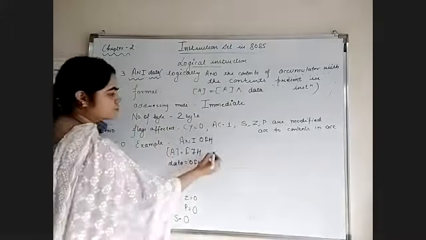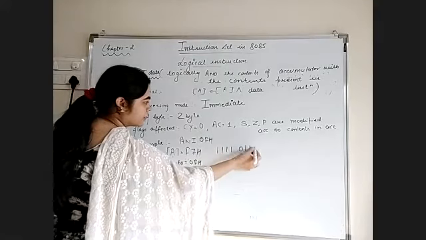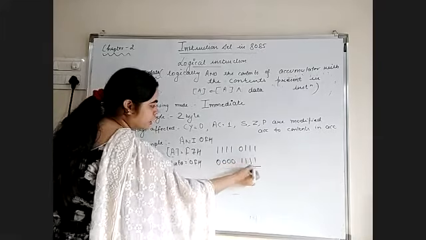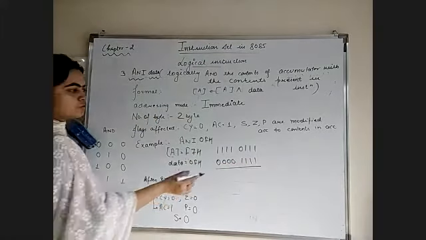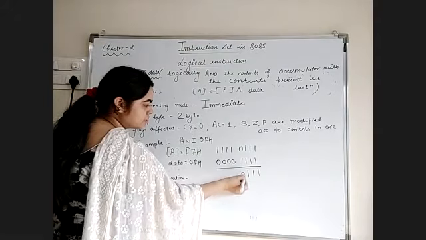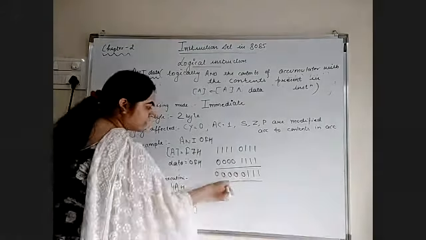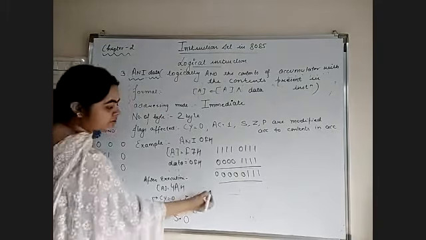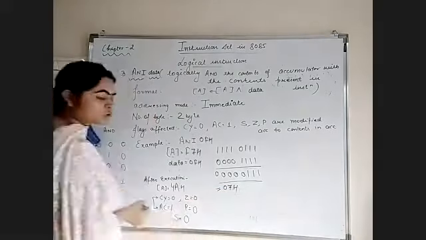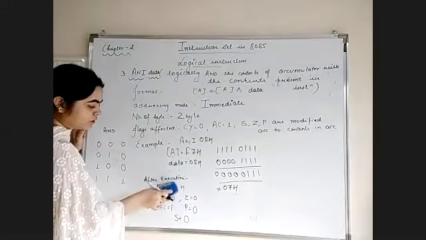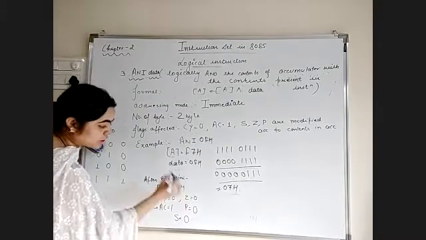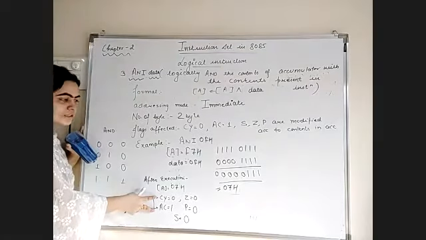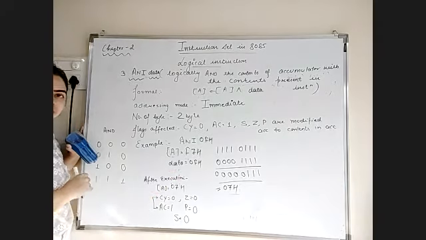F7 means 1 1 1 1 0 1 1 1. 0F means 0 0 0 0, F means 1 1 1 1. Now apply the logical AND operation. So 1 and 1 is 1, again 1 1 0 0 0 0 0. So when we apply the logical AND operation between F7 and 0F, the result will be 07H. Okay, so this result will be stored in the accumulator again. So now the accumulator contents are 07H, and according to this, these two values are fixed. These two values do not depend upon the value of the accumulator.